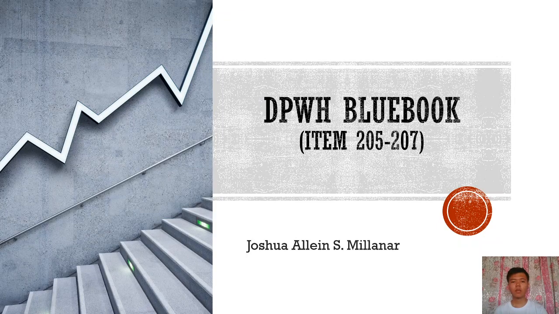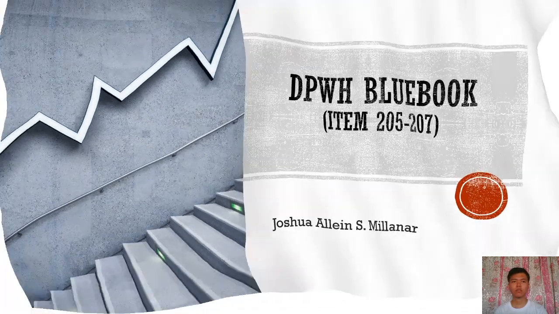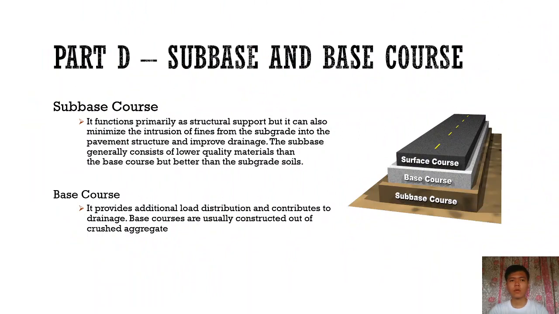Good day everyone, I am Joshua Allen Millionaire and I will be discussing the DPWH Bluebook, item 205 to 207. So item 205 to 207 is under part D of the Bluebook, which is about sub-base and base course.